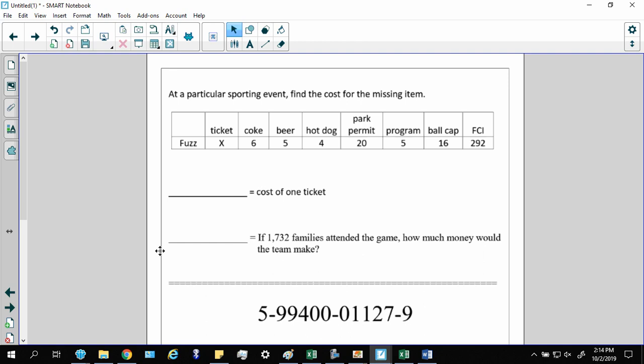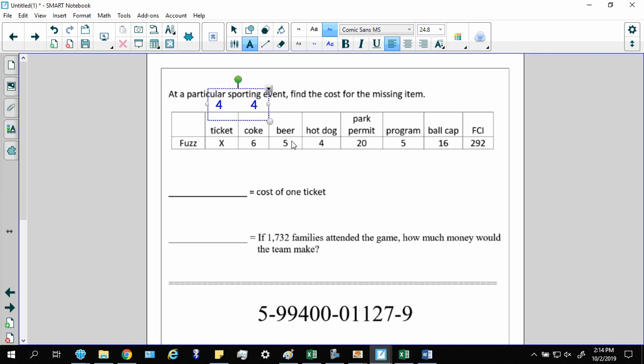Okay, now we're going to start some basic review here. So we're dealing with the fan cost index. So if you remember the fan cost index, that is the family of 4. So we're dealing with a family of 4. So 4 tickets need to be purchased. Let me move that up so you can see it. 4 tickets need to be purchased.